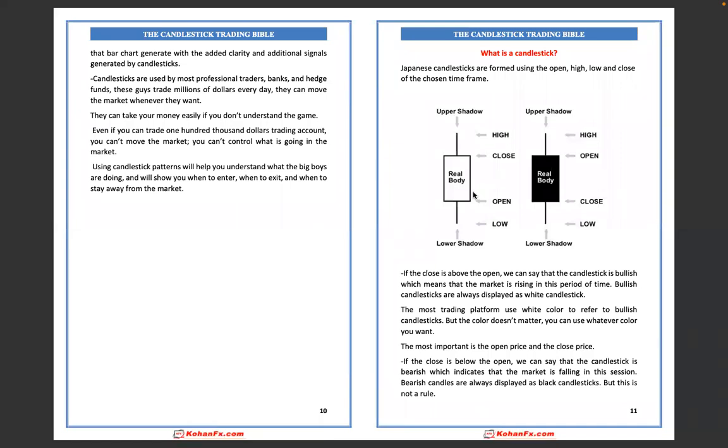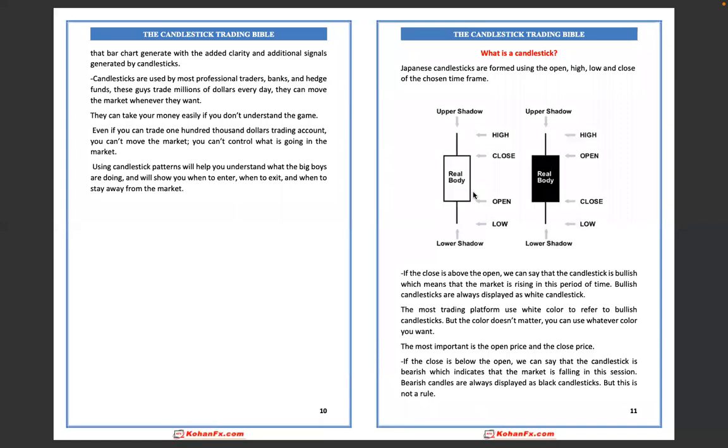The Japanese candlesticks are formed using the open, high, low, and close of the chosen time frame. An important point to note is the chosen time frame, which means that per the time frame you are using, you are going to see the corresponding candlesticks. So if I am using H4 and you are using H1, then you don't expect the size of our candlesticks to be the same, or you don't expect us to have the same charts. You understand?